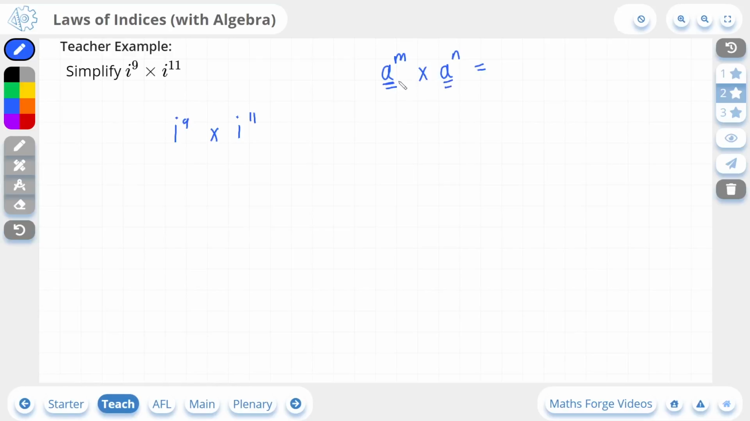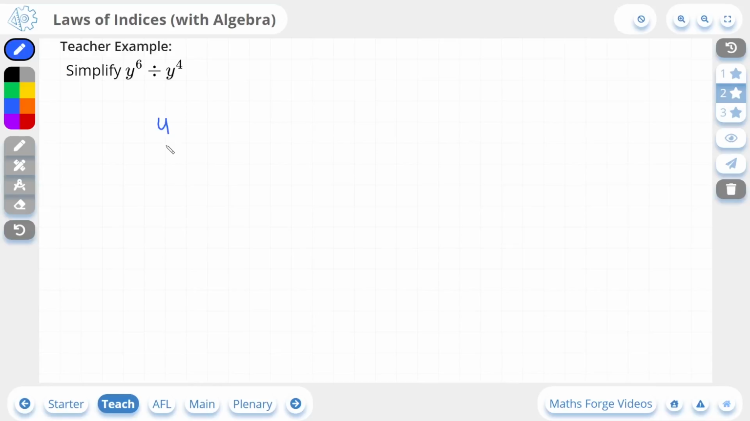If you're multiplying the same base value together, you simply have an answer with the same base value, but with their powers added together. So in this example here, i to the power of 9 multiplied by i to the power of 11 is going to give us an answer with a base of i and their powers added together. 9 plus 11 is 20. So this should be our final answer. And if we check our answer, there it is, i to the power of 20. We'll do another 2-star example.